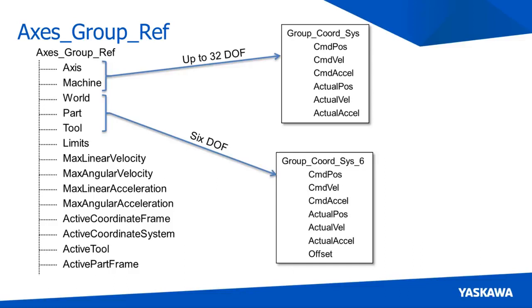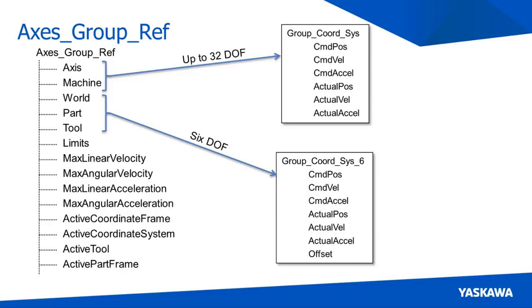Well, when we define a group, it creates a group axis reference, which is a huge structure that contains a lot of different information. Each of these coordinate systems has its own substructure to tell you the commanded position, velocity, acceleration, and the actual position, velocity, and acceleration of each of those group coordinate systems. For axes and machines, these are vectors that have up to 32 degrees of freedom. So you may have a robot that has 7 or 8 motors on it. Each of those will be represented in a single structure.